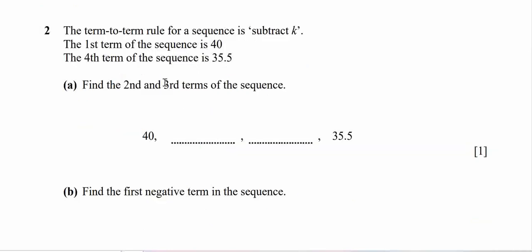Question 2. The term-to-term rule for a sequence is subtract k. The first term of the sequence is 40. The fourth term of the sequence is 35.5. Question A. Find the second and third terms of the sequence. Okay, 10 seconds from now.